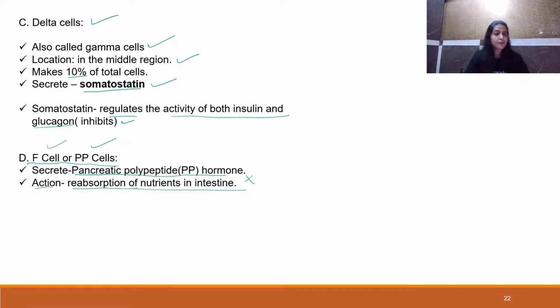Okay. Next is F cells or PP cells, which produce pancreatic polypeptide. They act on the intestine and enhance the absorption of the nutrients. All right. Okay.